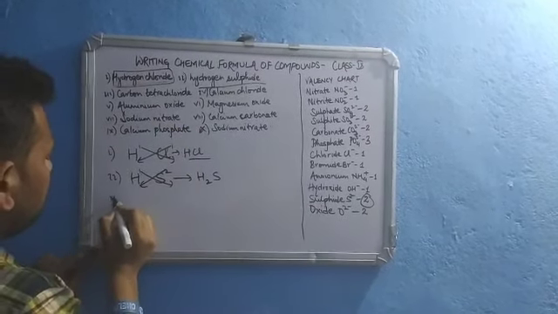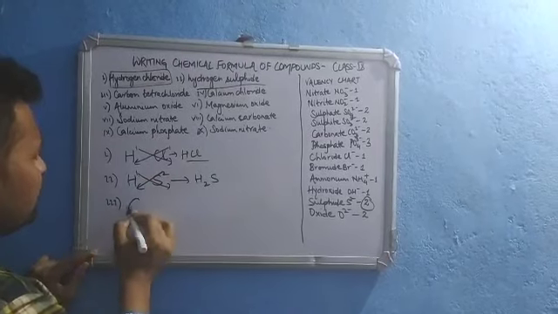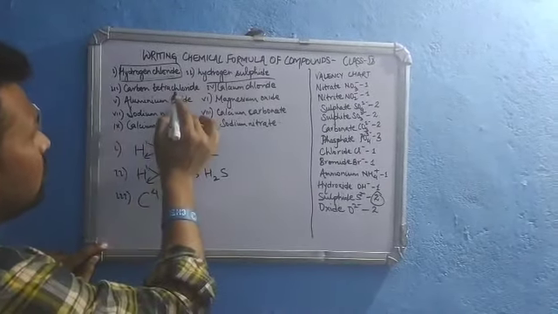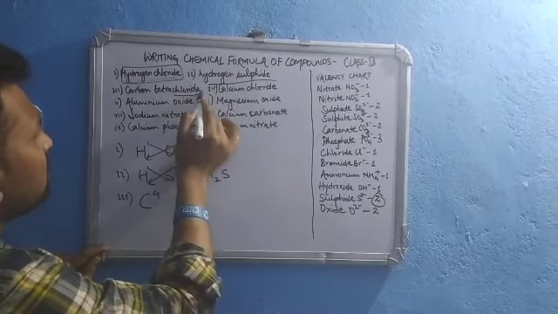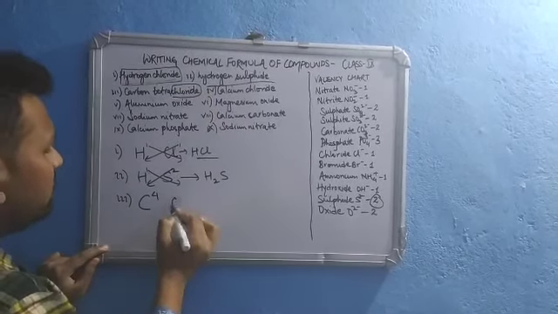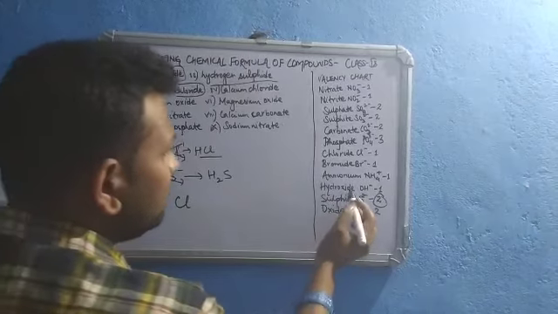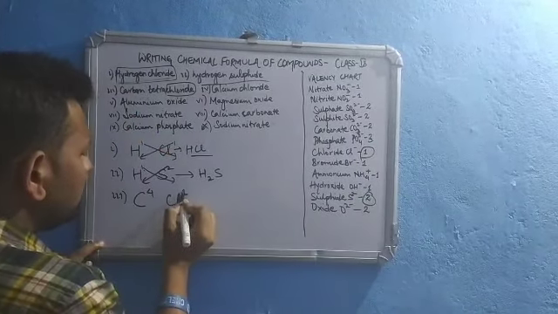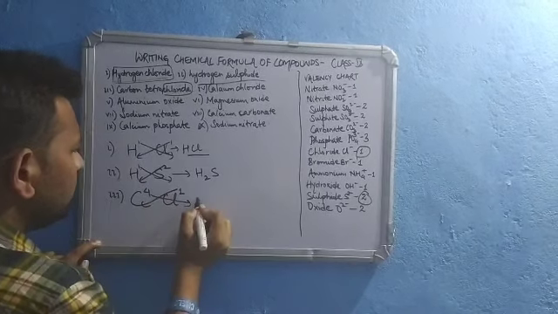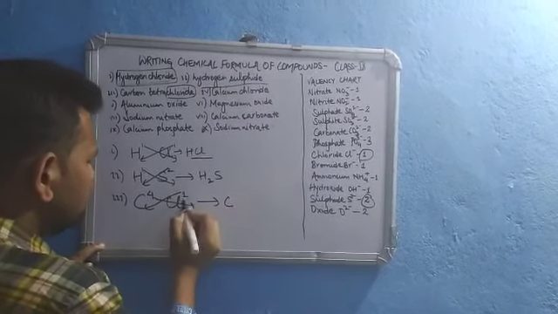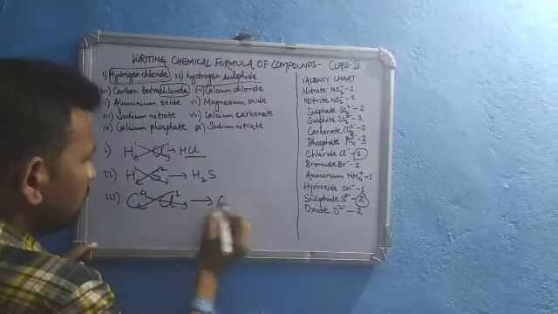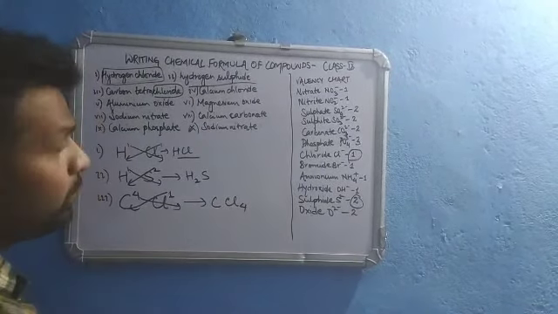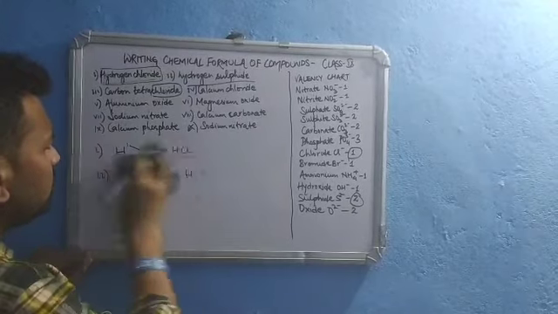Similarly, carbon tetrachloride. Carbon means C. What is the valency of carbon? 4. Tetrachloride, leave it for the moment. Just consider chloride. Chloride means Cl. What is the valency of chlorine? Obviously it is 1. So 1 will come here and 4 will go there. What is the formula? C1 has come here and chlorine 4, so CCl4. Are you all understanding my point? Hope this is clear. Let's write the formula of some more compounds.